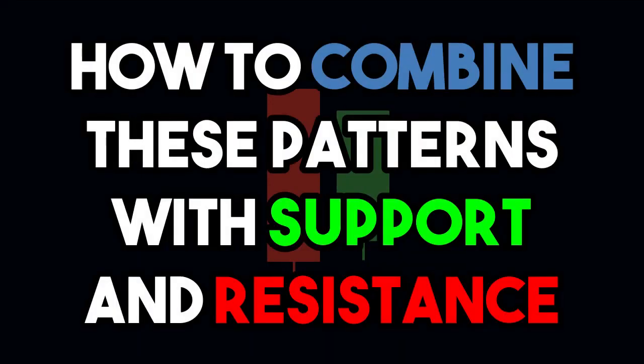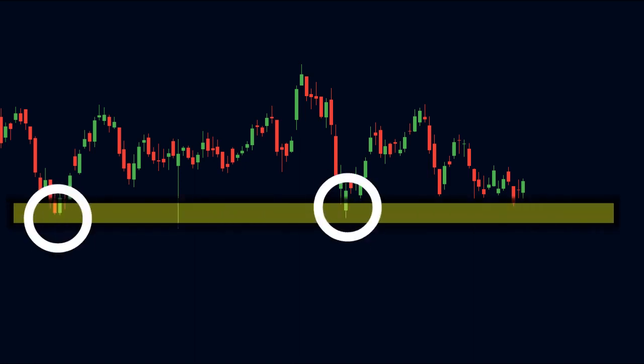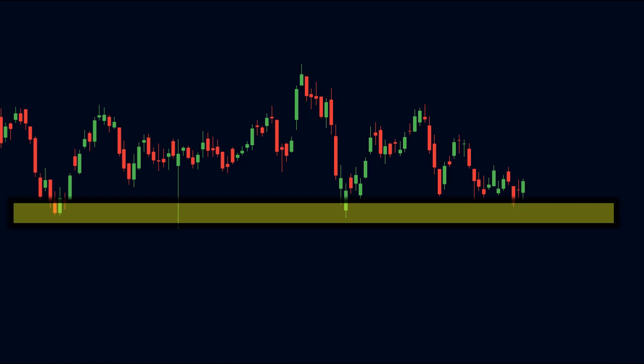Now that we have understood the candlestick patterns, let us now learn how to combine these patterns with support and resistance. Here is the first example. Here we can see that the price is in an area which has acted as support before. Hence, we can expect the price to find support again and resume the uptrend. But we want to see a candlestick formation to enter the trade.